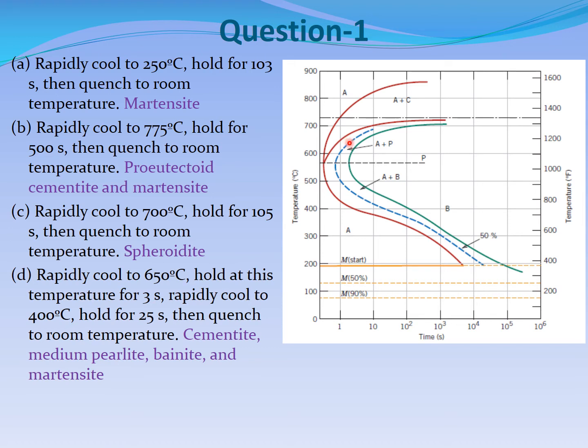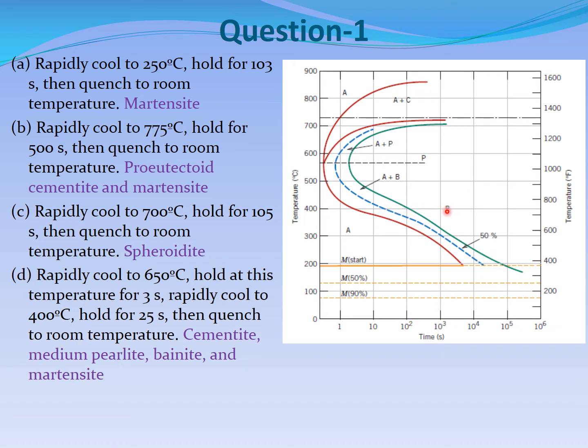3 seconds only, then go to 400. So at 650, you go for only 3 seconds and then go to 400. 400, exactly this line. Hold for 25 seconds. So this is 10, this is 50, 25 is roughly here. So you are roughly here.